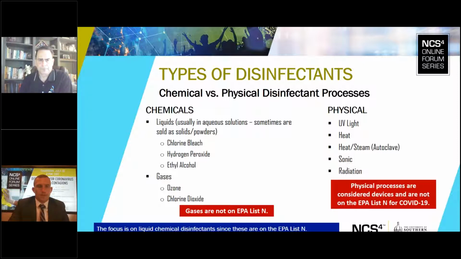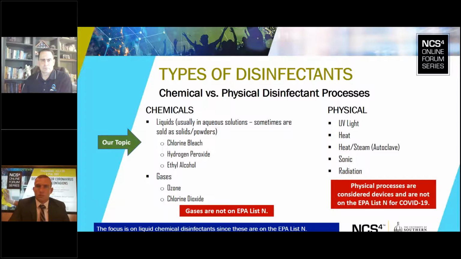So let's move on to types of disinfectants. As I mentioned earlier, there are two basic types of disinfectants: chemical and physical processes. Physical processes are things like UV light, heat, even sonic and radiation. These are actually considered devices, and they're not on the EPA List N for COVID-19. The regulatory aspects of these devices are a very complex topic as well, and I don't really have time to go into that. But the important thing to note is that these types of processes are not on the EPA List N for COVID-19 at this time.